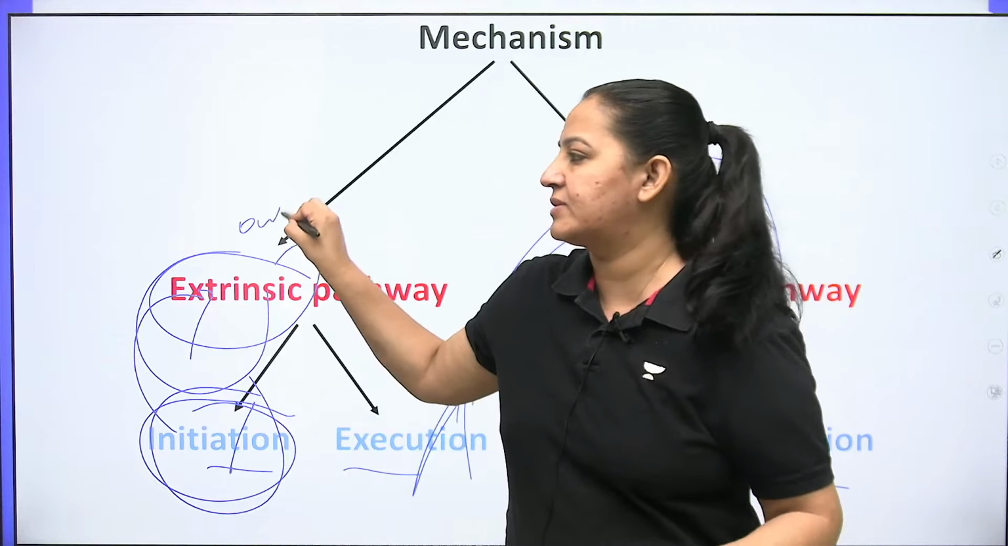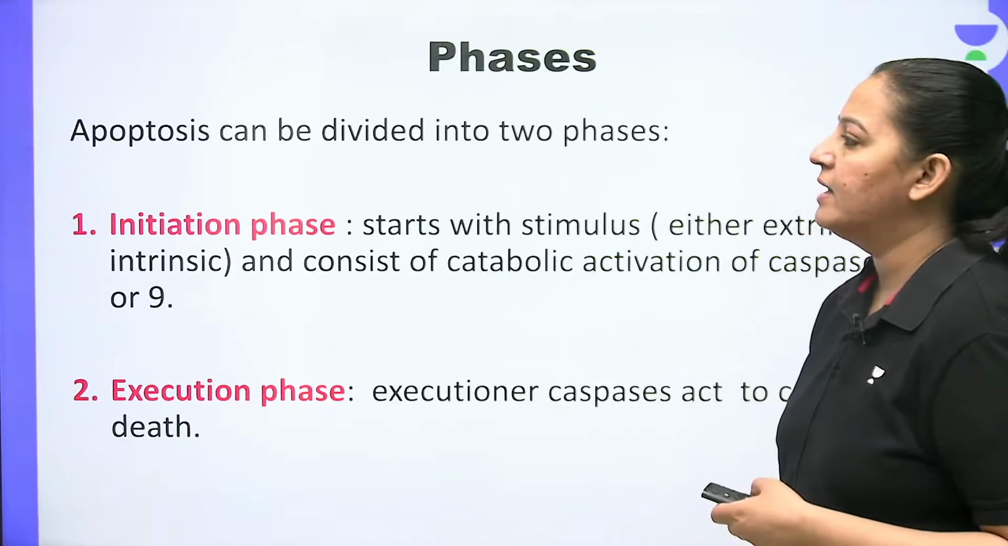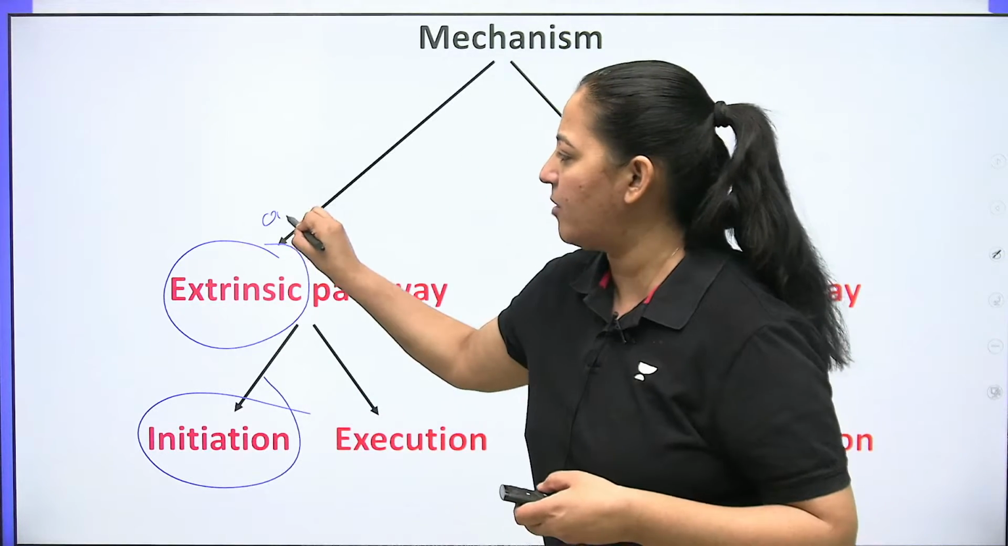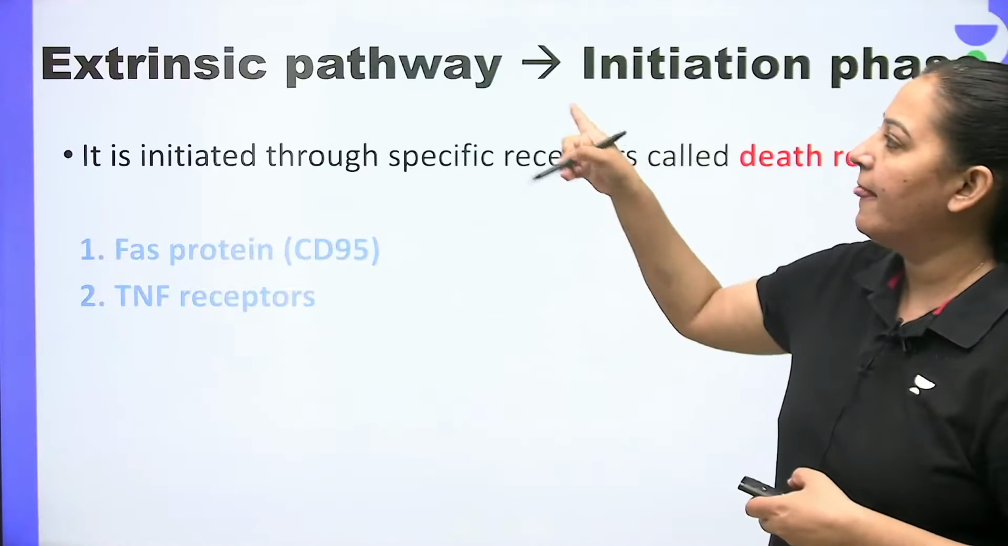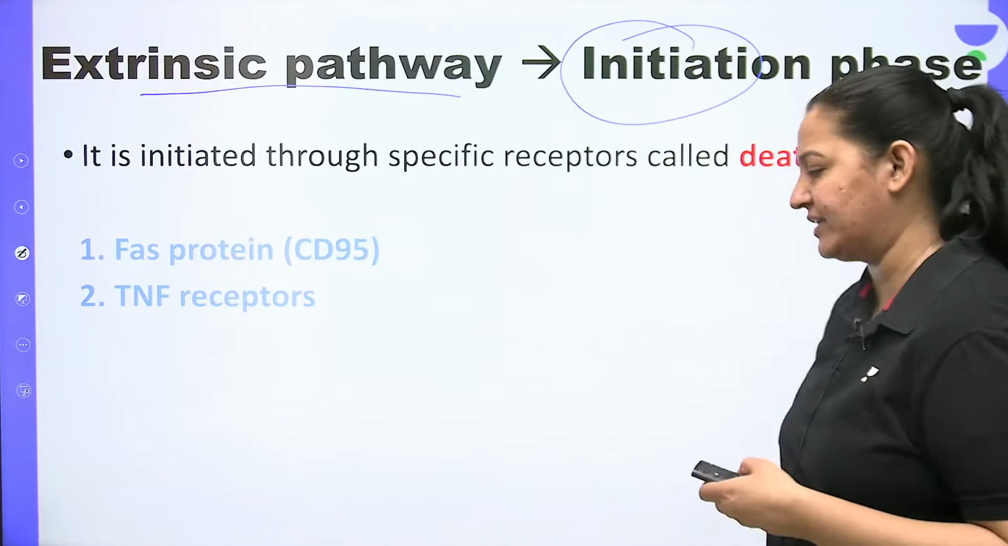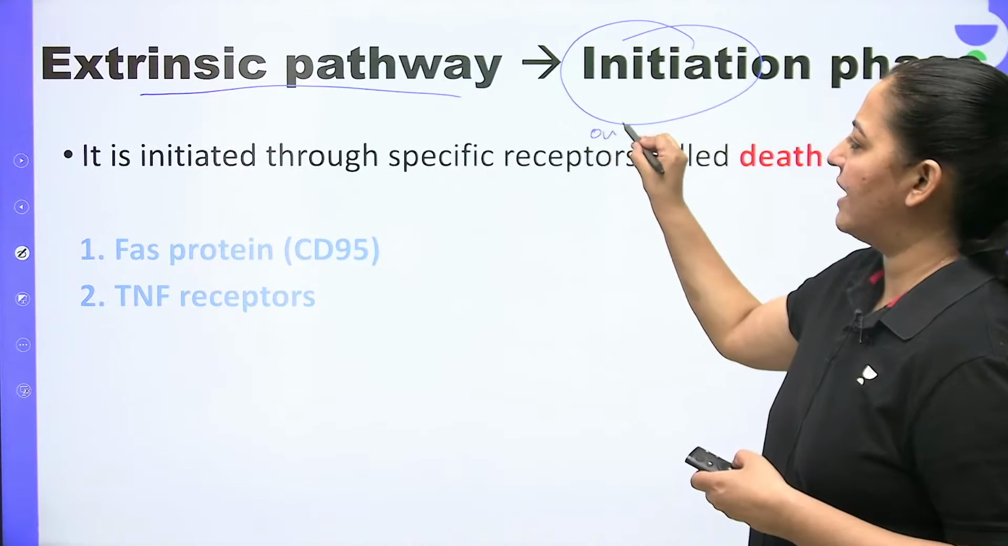So let me start with initiation of extrinsic. Extrinsic, the signal will come from outside. Keep giving thumbs up at every point. So I am starting the initiation phase of the extrinsic pathway, the first phase, right? Here the signal comes from outside, as I have told you.